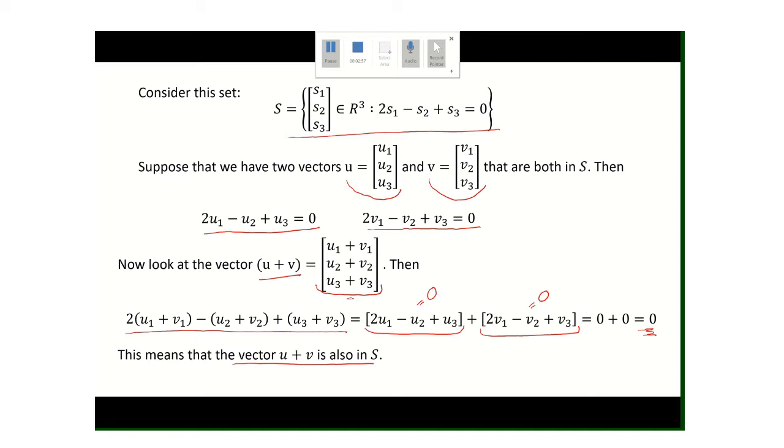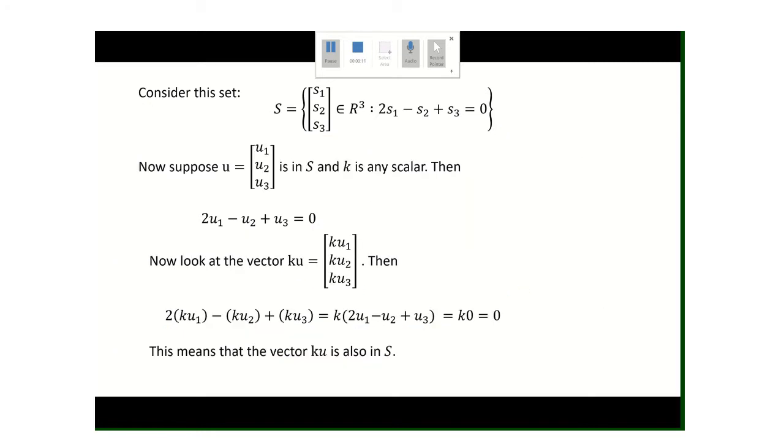What's this telling me? It's telling me that if I have any two vectors in the set and I add them up, I can't get out of my set. I stay in there. I'm always in there. So I don't move out of it. Okay? I can't get out of this set that I've defined. So let's look at another property of it.